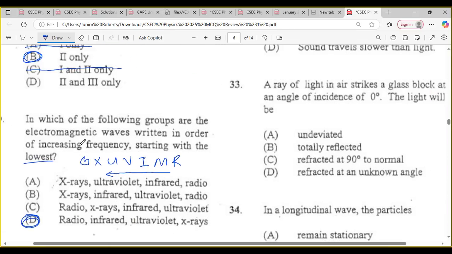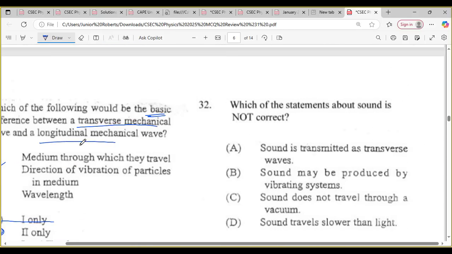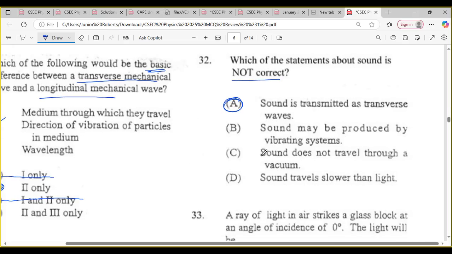32 now is where we go next. It says, which of the statements about sound is not correct? So A says sound is transmitted as a transverse wave. This is not true. And the question says which is not correct. So we have to go with A for 32. Everything else is correct right here, so A is not correct.